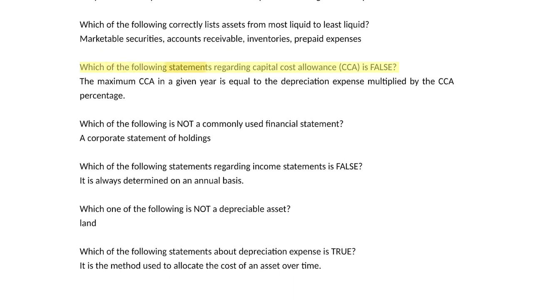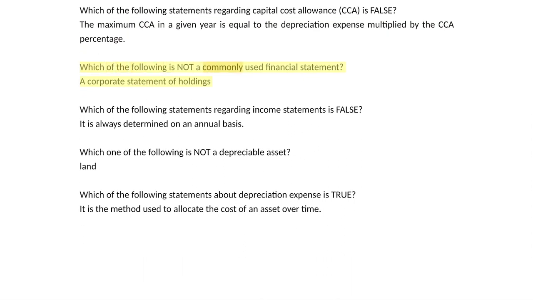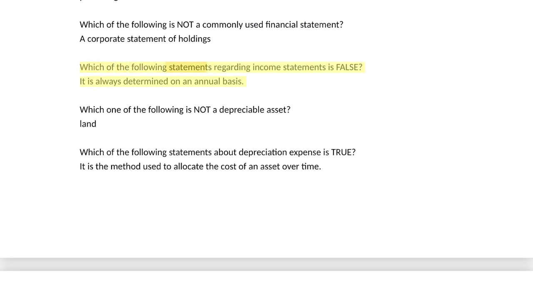Which of the following statements regarding capital cost allowance, CCA, is false? The maximum CCA in a given year is equal to the depreciation expense multiplied by the CCA percentage. Which of the following is not a commonly used financial statement? A corporate statement of holdings. Which of the following statements regarding income statements is false? It is always determined on an annual basis.